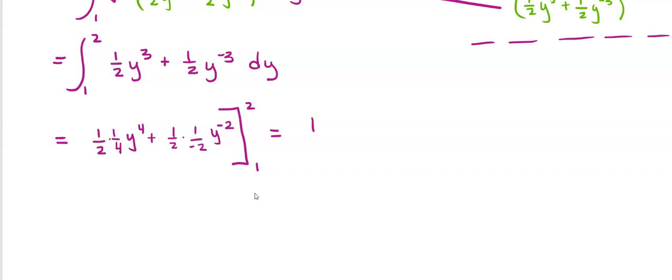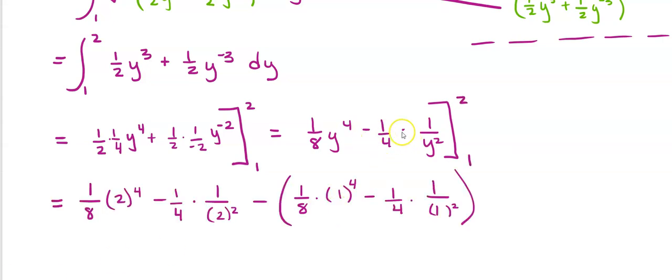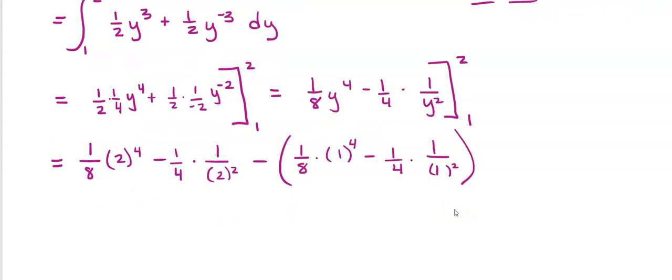So let's simplify this a little bit. That's going to give us 1/8 y to the 4th minus 1/4 times 1 over y squared. Now we're going to evaluate that at 2 and 1. I've taken the 2 and plugged it in, and then I'm subtracting the evaluation at 1, and now we can simplify this. This will give us 2 minus 1/16 minus 1/8 plus 1/4, and that includes the distribution of the negative in front of the parentheses.